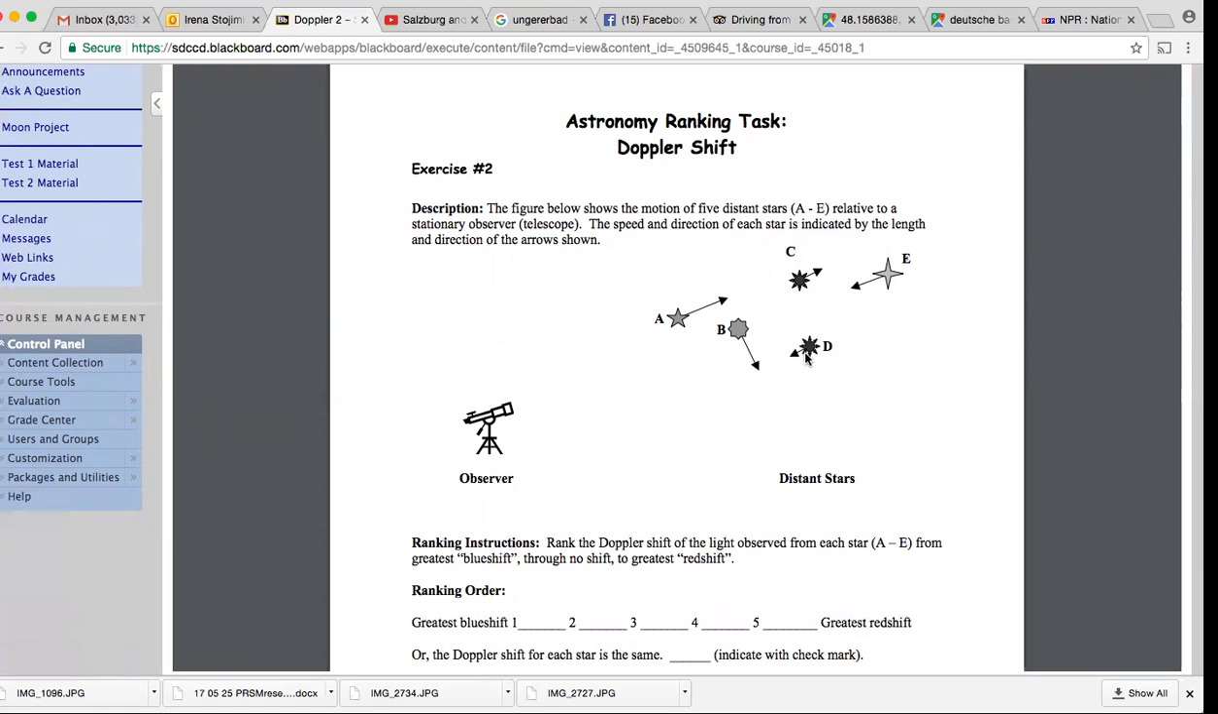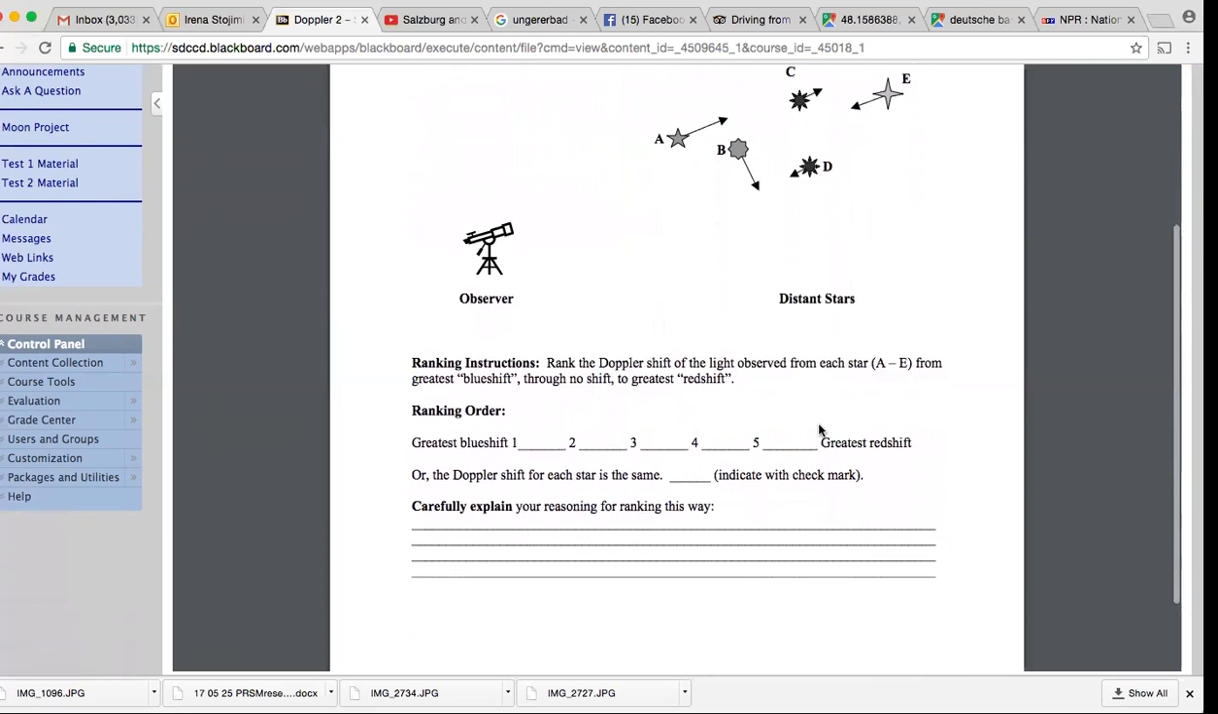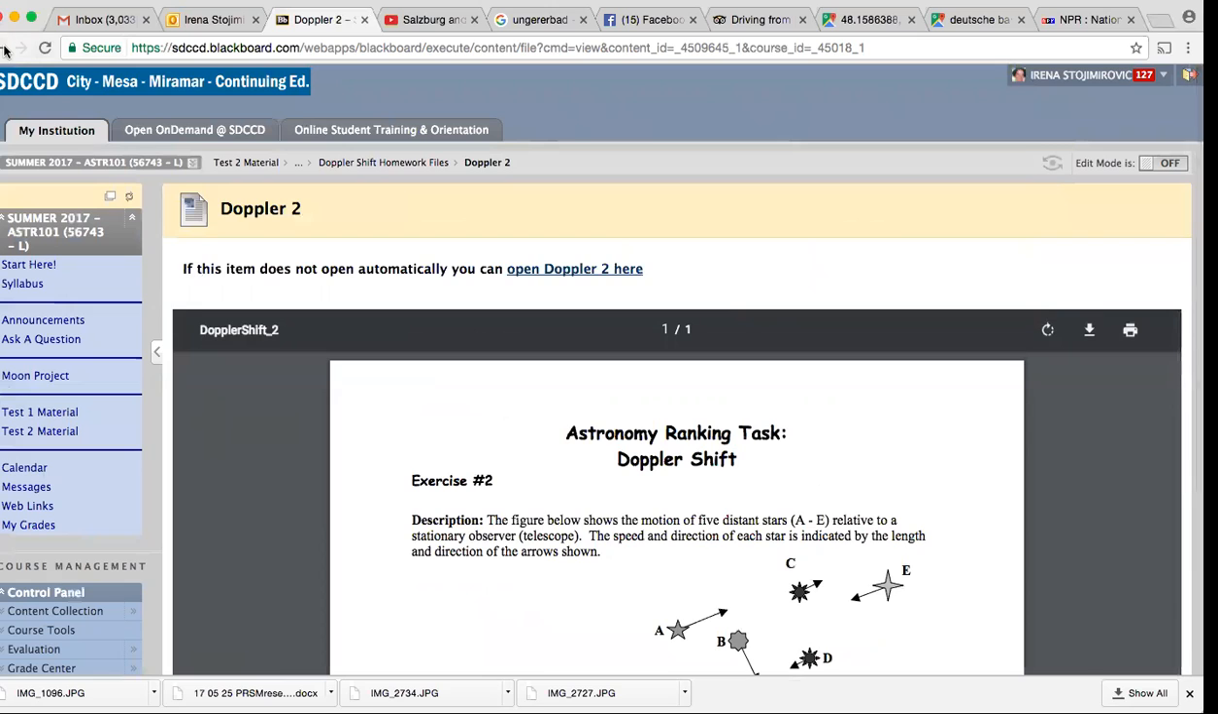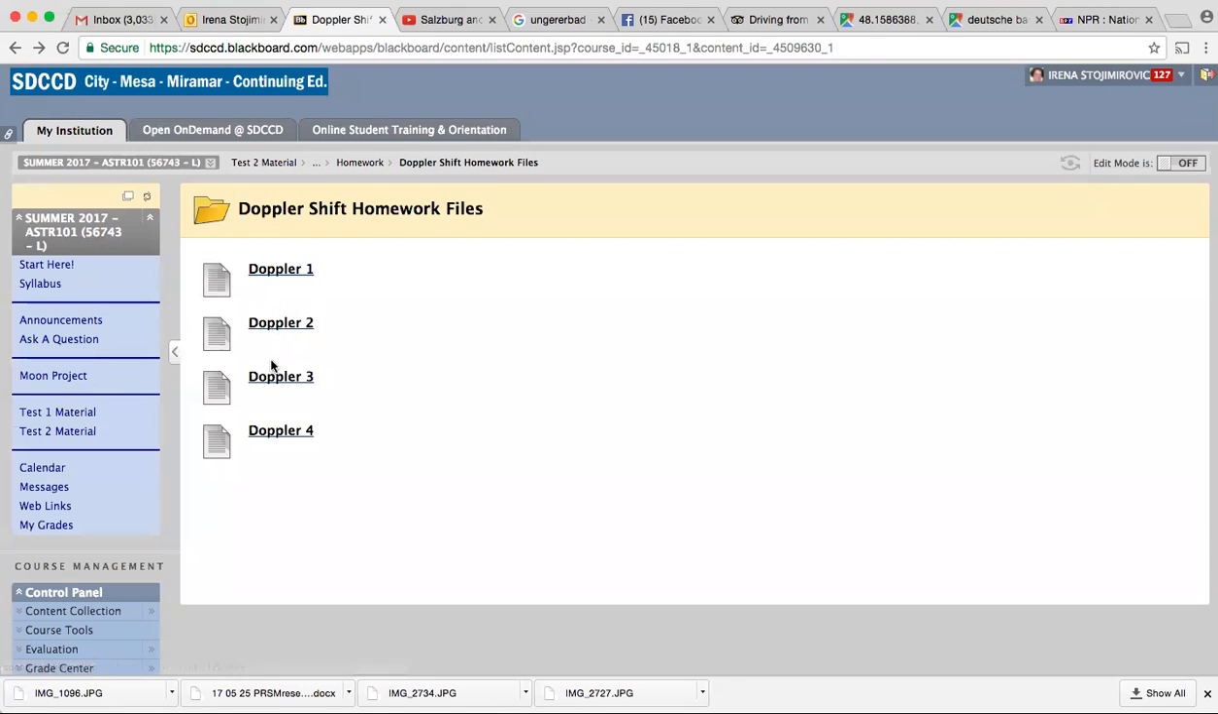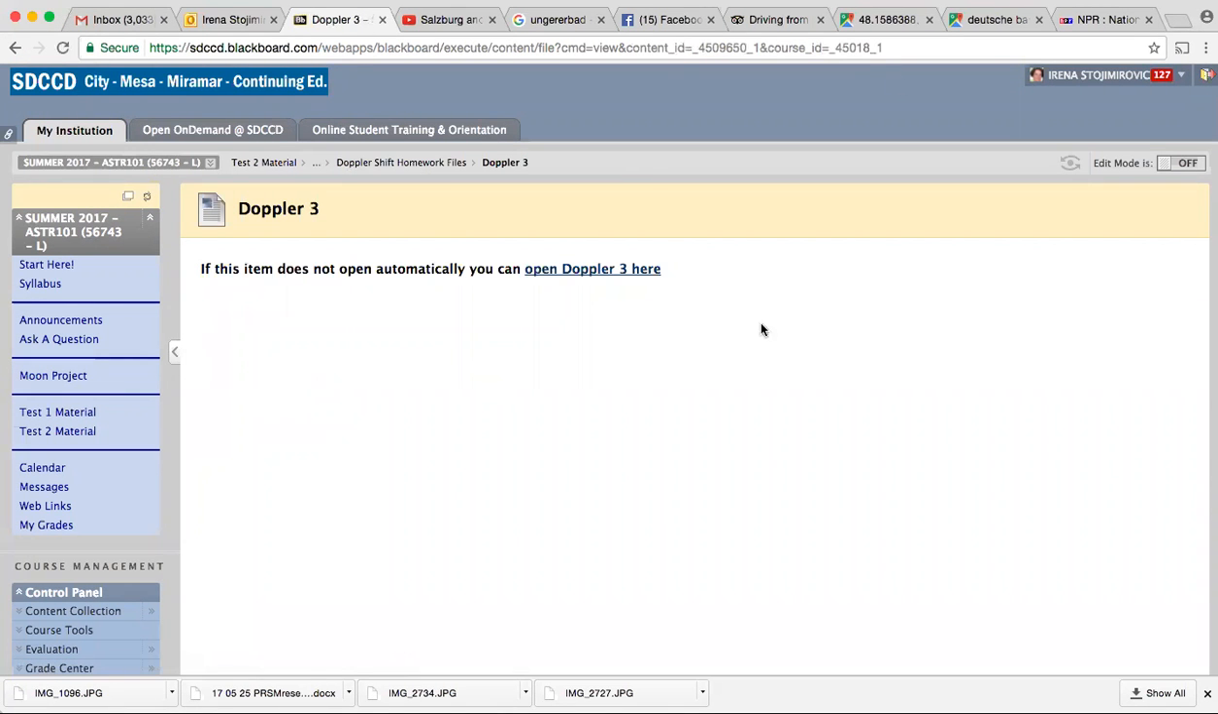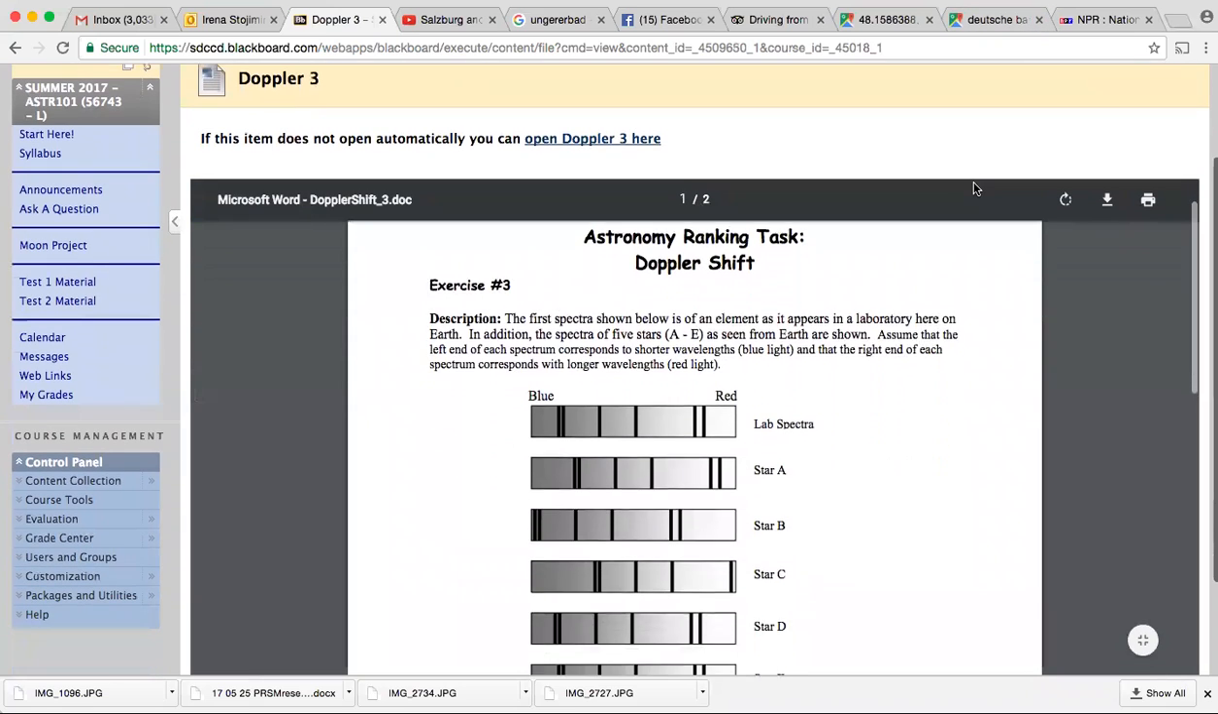Very good. And then D. And then B would be no shift, since it's moving parallel or sideways, right? Sideways, yeah. And then C and then A would have the greatest redshift, moving away at fastest. Okay, great. Perfect. Okay, and then 3.